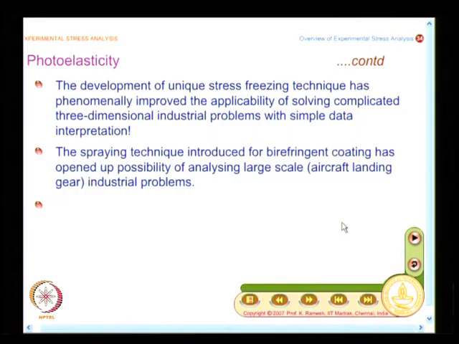One of the components that people work on is aircraft landing gear, which is very huge, and they still do structural optimization based on photoelastic analysis. This model will typically cover a 2 to 3 story building height. It is not a small model.